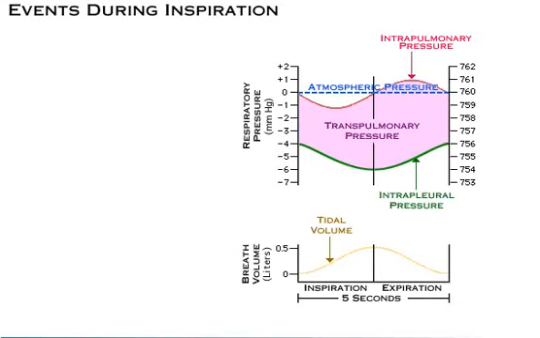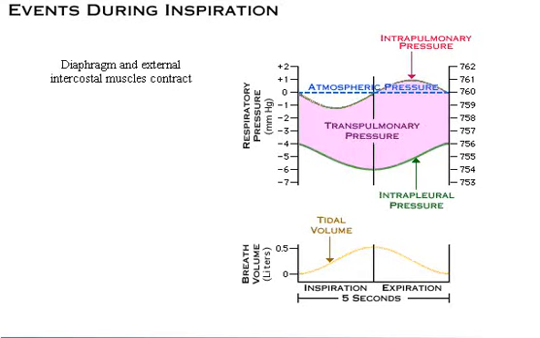Let's review all the events that occur during inspiration. The upper graph shows the intrapulmonary pressure, that is, the pressure within the lungs. The middle graph shows the intrapleural pressure, the pressure within the pleural cavity. The region between the two graphs is the transpulmonary pressure, the pressure difference between the intrapulmonary and intrapleural pressures. The lower graph shows the volume of air which enters and leaves the lungs during quiet breathing. This is called the tidal volume.